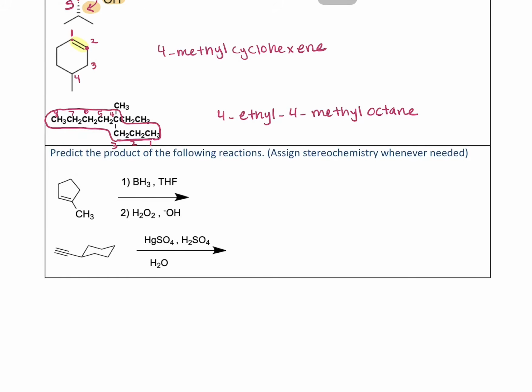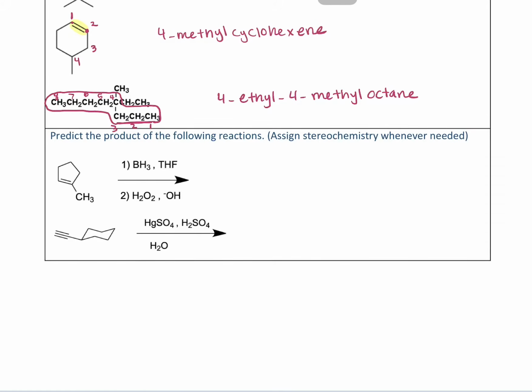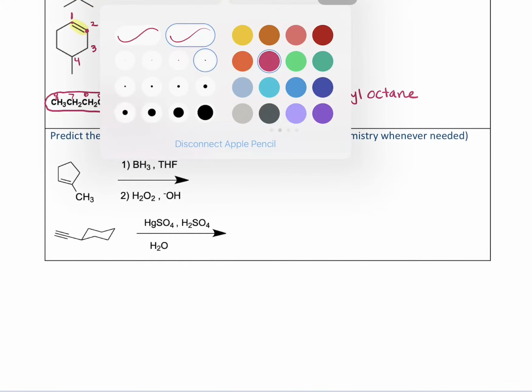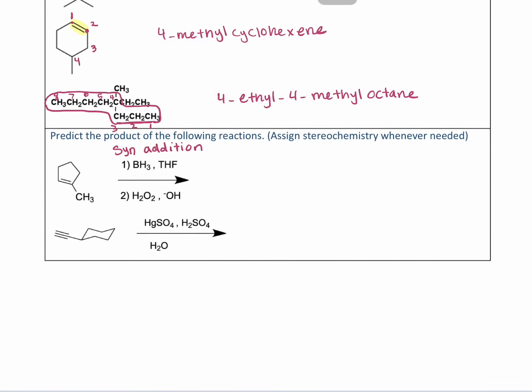And then for the next question, we have predict the product of the following reactions and assign a stereochemistry whenever it's needed. So for the first one, we know that hydroboration happens in a syn fashion. So it's a syn addition, we already know that. One other thing that we know is that the OH adds to the less substituted side of the double bond, which happens to be this carbon.